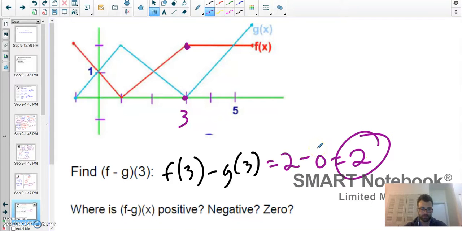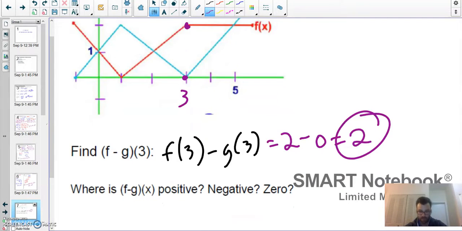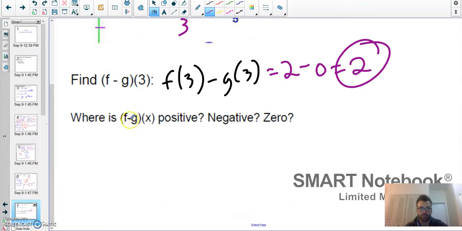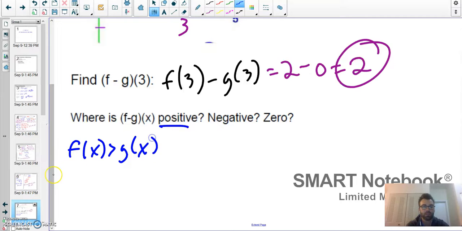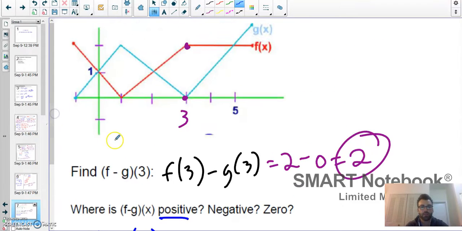Boom. Okay. Next thing I want to figure out, there are 3 questions. Where is f of x minus g of x positive? Where is f of x minus g of x negative? And where is it equal to 0? So let's break it down. Where is it positive? That means that f of x, in order for it to be positive, must be greater than g of x. So let's look at our graph. Where is f of x greater than g of x? Here and there. In 2 pieces.